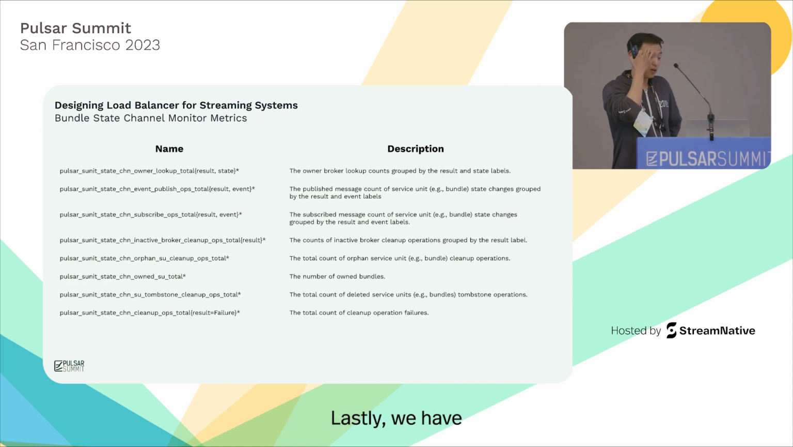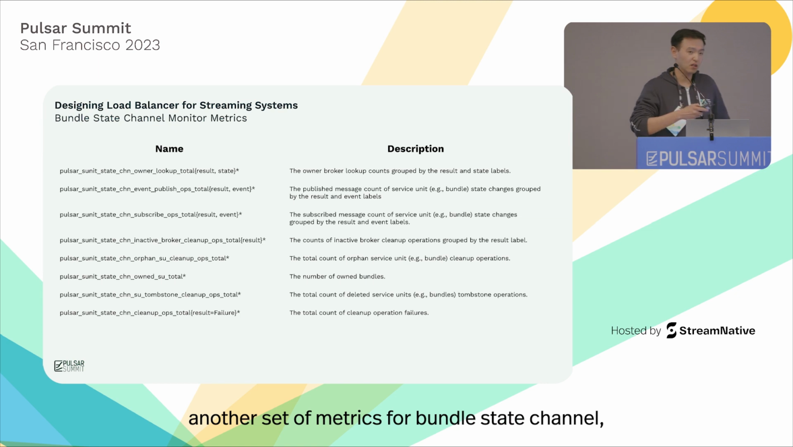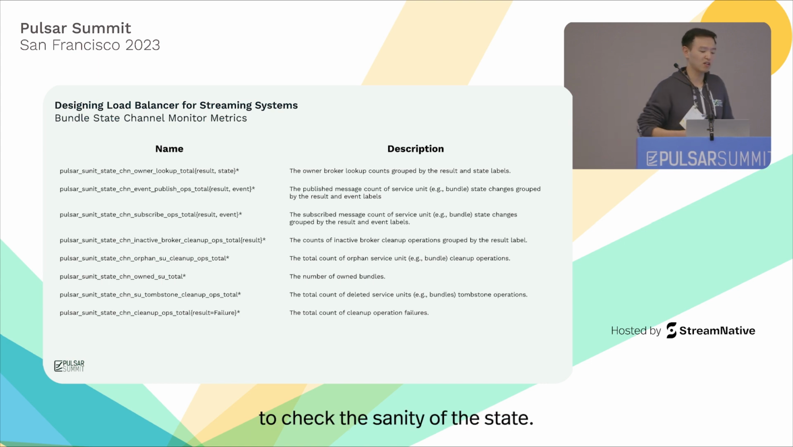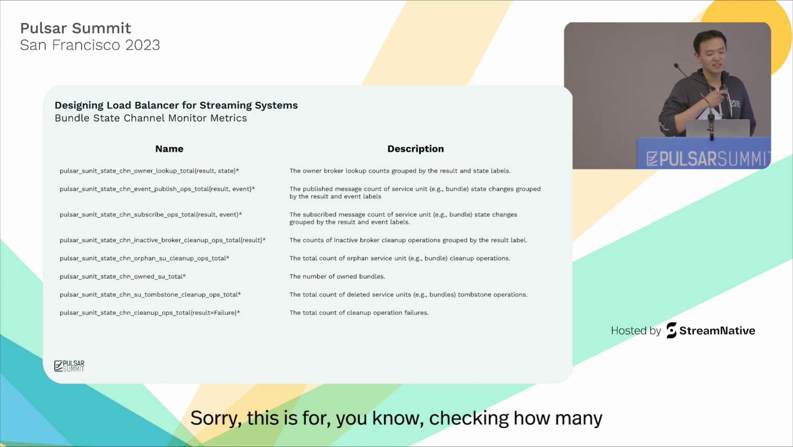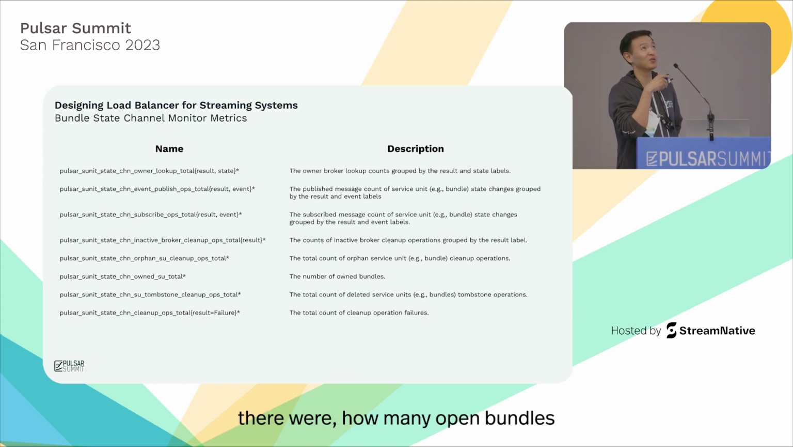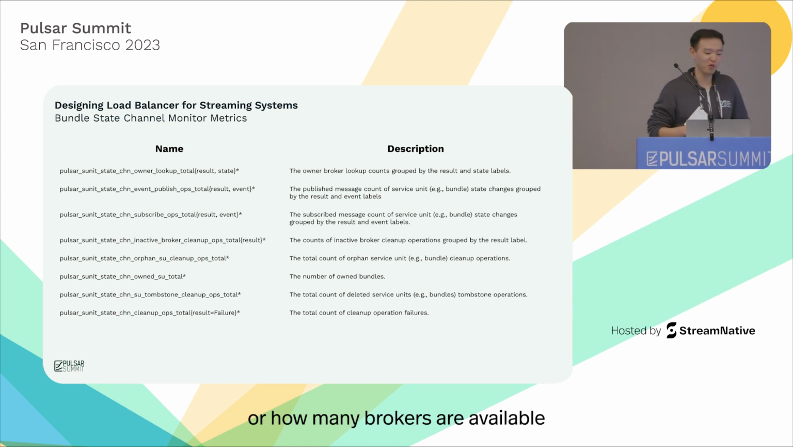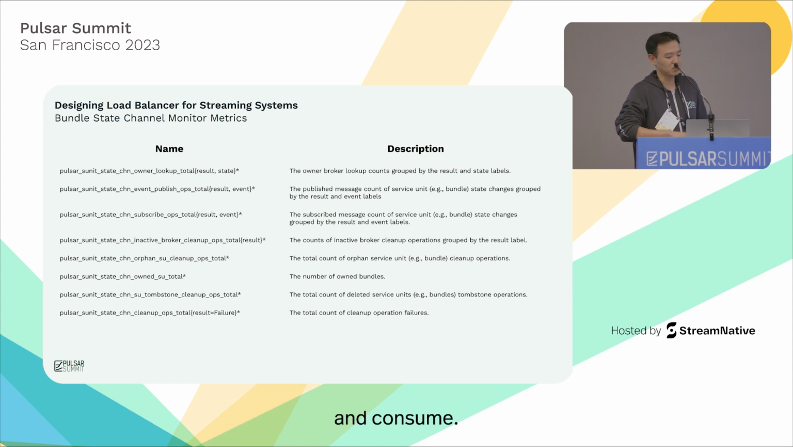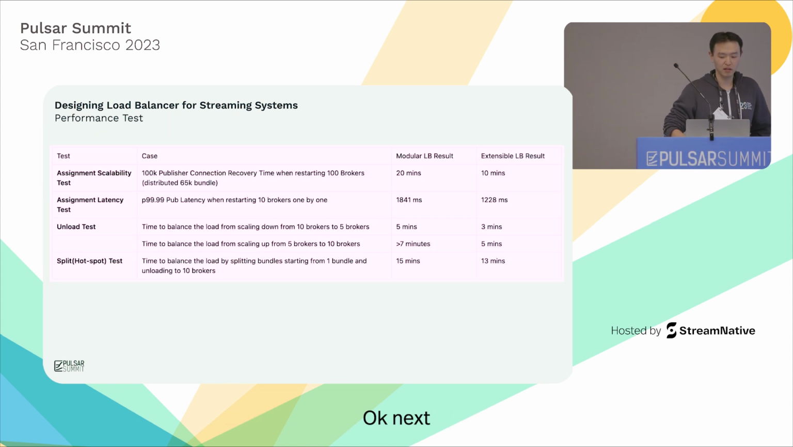Lastly, we have another set of metrics for the bundle state channel. This one is to check the sanity of the bundle state. It shows how many open bundles there are, how many brokers are available, and how many event messages were published and consumed. Such information is also available in this metric set.